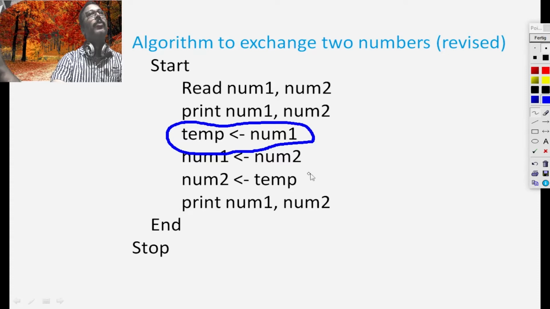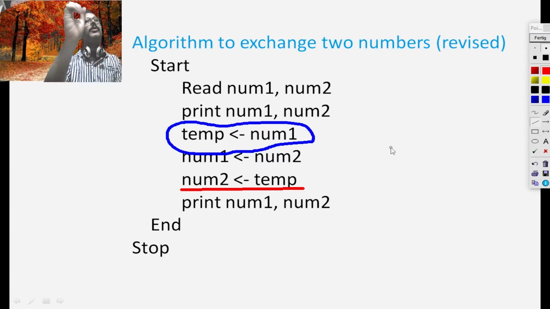Num1 is assigned, num2 remains the same, but this statement has changed. This statement has changed. Num2 is now not num1, num2 is temp. So if you follow these steps, then the values are exchanged.